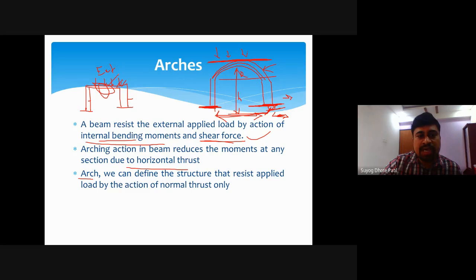Internal bending moment and shear forces are the media available in a horizontal beam to resist external forces, whereas for arches the resisting media is only the horizontal thrust. By this horizontal thrust we have the only resisting media for arches.